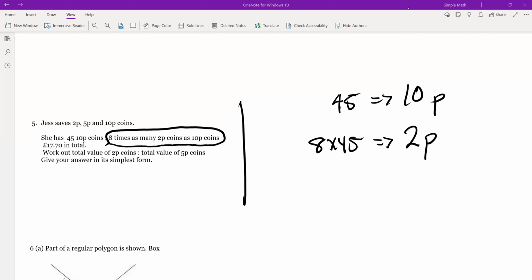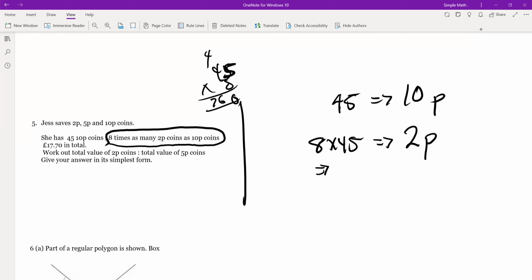Okay. So we have 45 times 8. I'm just going to do this manually. You can use your calculator to do it. So this is 40, 4 times 8 is 32. 32 plus 4, that gives us 36. So this gives us 360. So it means that for the number of 2p's, she has 360 2p coins.